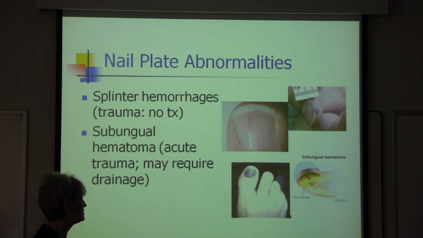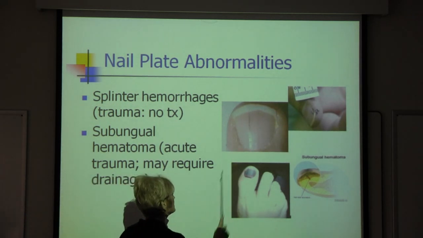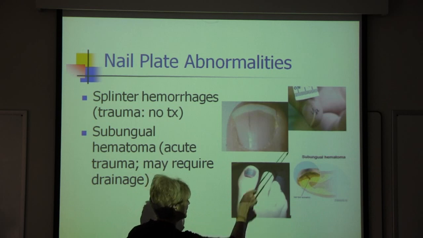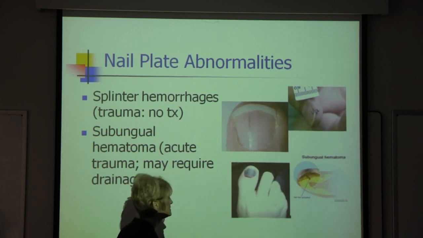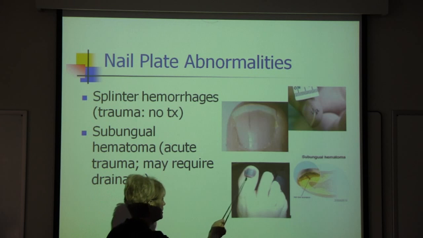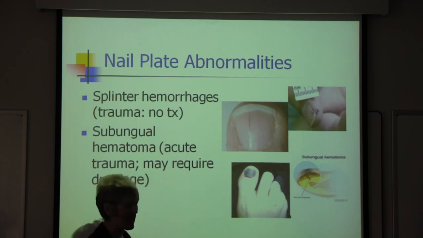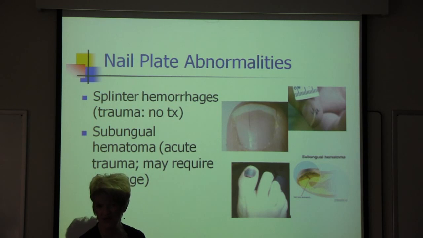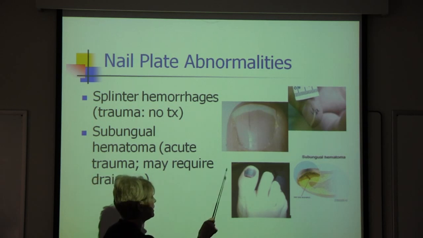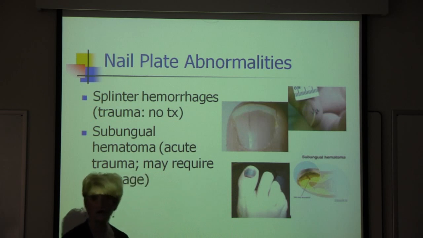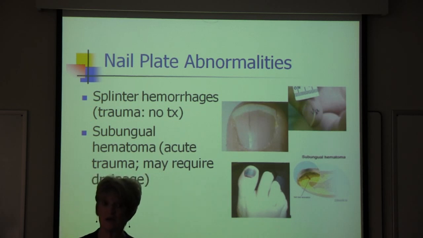Splinter hemorrhages we talked about. Here's a splinter hemorrhage. If I see anything black under the nail, I'm thinking it's probably due to trauma. A lot of times I say to the patient, did something happen to your nail? Did you drop something on your foot? Oh yes, I stubbed my toe, I dropped this on my toe. Sometimes they say, no, not that I remember. If I see something under the nail and I don't have a clear history of trauma, I'm going to follow up. I never ever want to miss a melanoma.